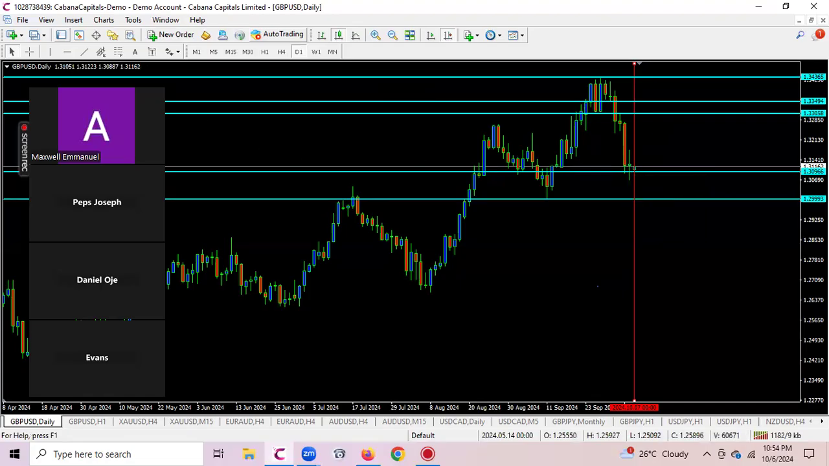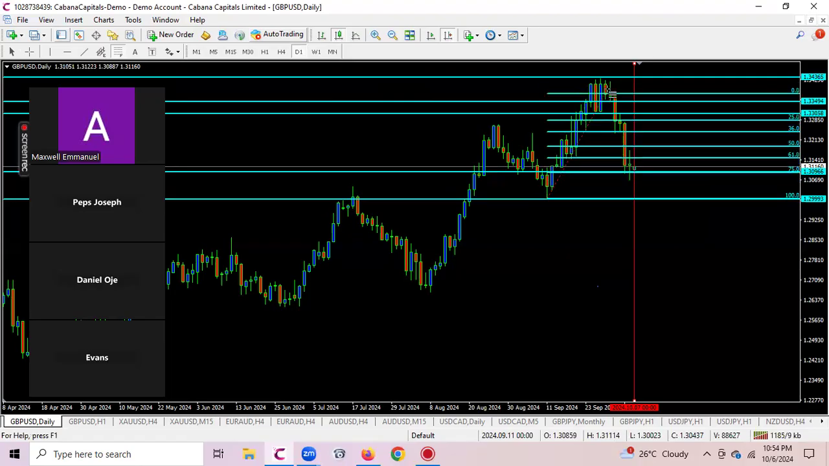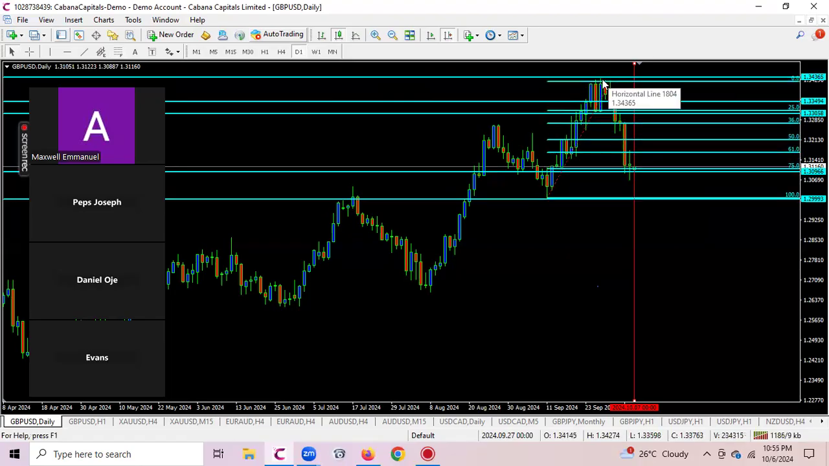Also, if we apply our Fibonacci from this swing low to this swing high, you can see price is at a discount. This is the previous range. This is the most recent swing low, or you call it your higher low, right? So you can see price is at discount at the moment, and what pattern formed at that discount area? Very important. This is a bullish reversal pattern.